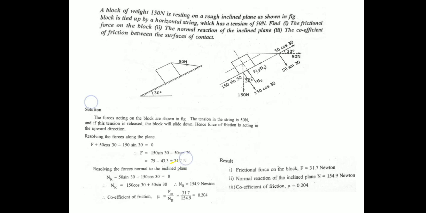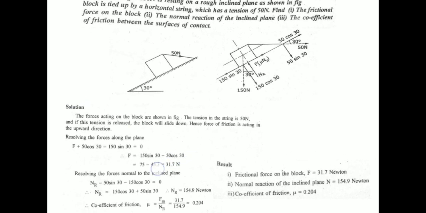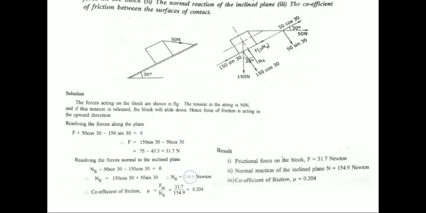Apply the equilibrium condition, that is sigma H is equal to 0, sigma V is equal to 0. Resolve all the horizontal forces and resolve all the vertical forces. By resolving the horizontal force, we may calculate the friction force, that is F is equal to 31.7 Newton. And resolving the vertical force, we can calculate the normal reaction as 154.9 Newton.